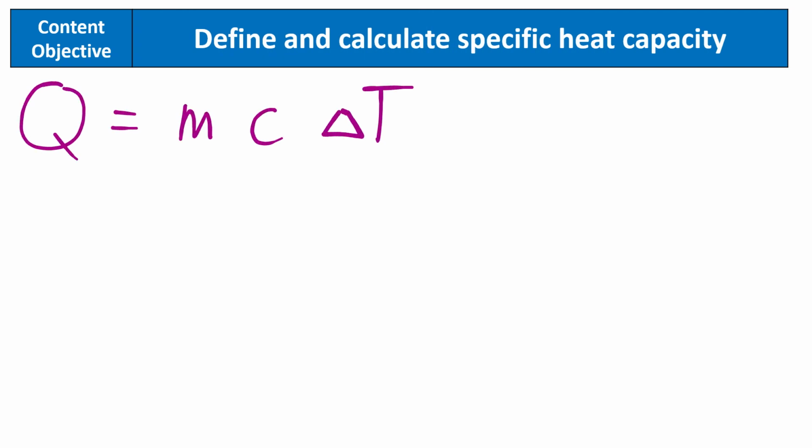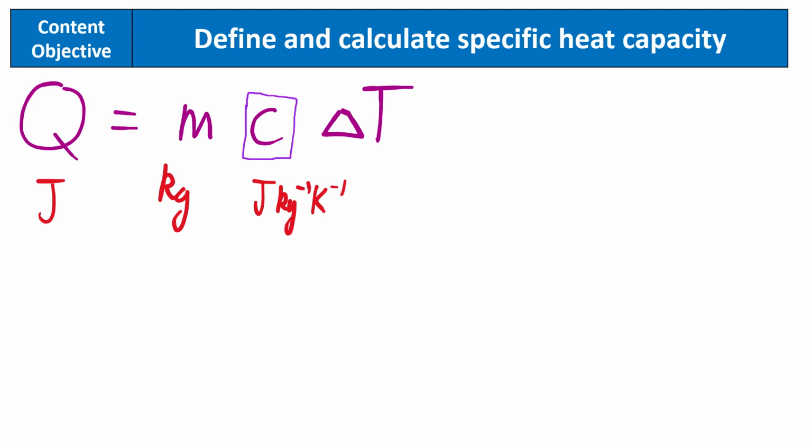So, this is the equation for specific heat capacity, which you can use to define it. Specific heat capacity, this C in the middle, is a constant for any given material. It's the amount of energy it takes to heat up a certain mass of a substance by a certain temperature. The units for C are joules per kilogram per Kelvin.